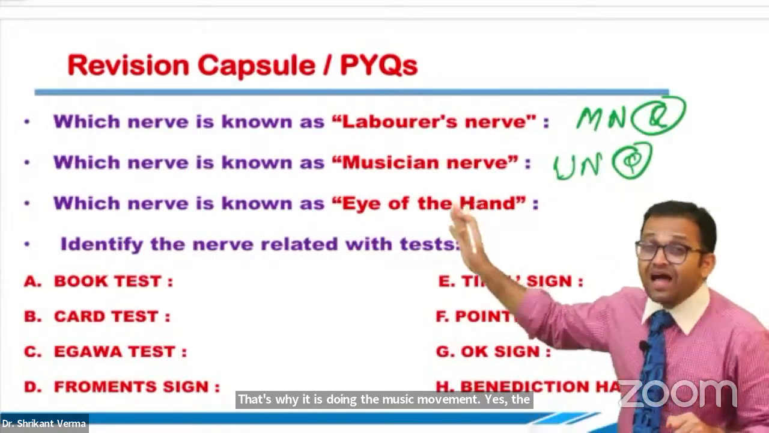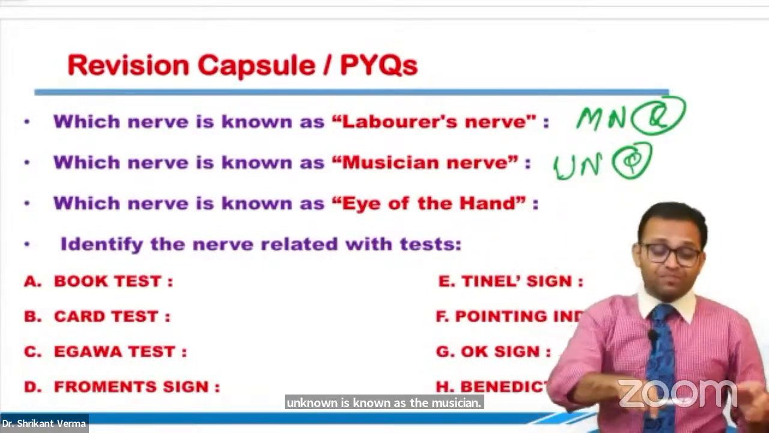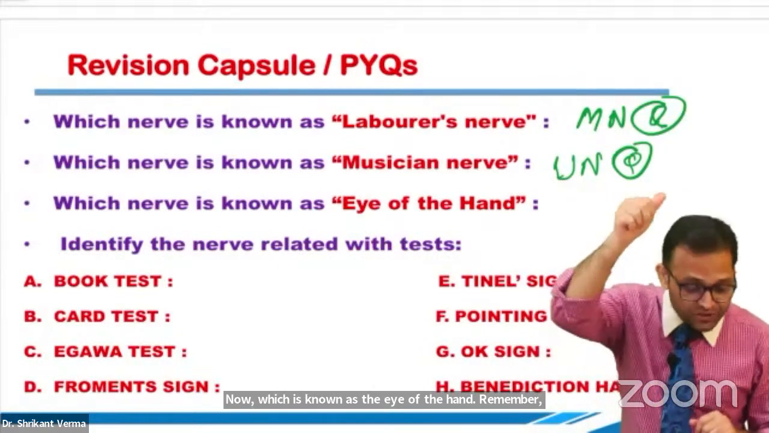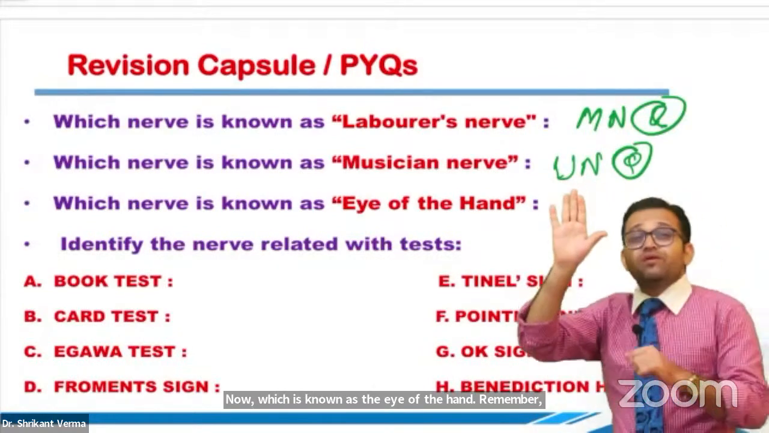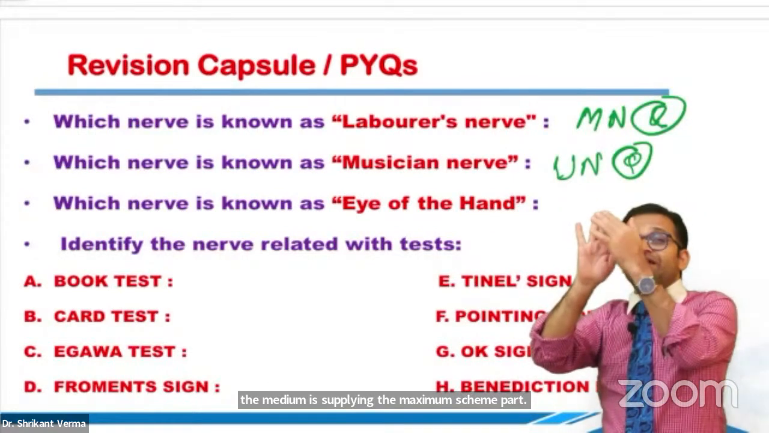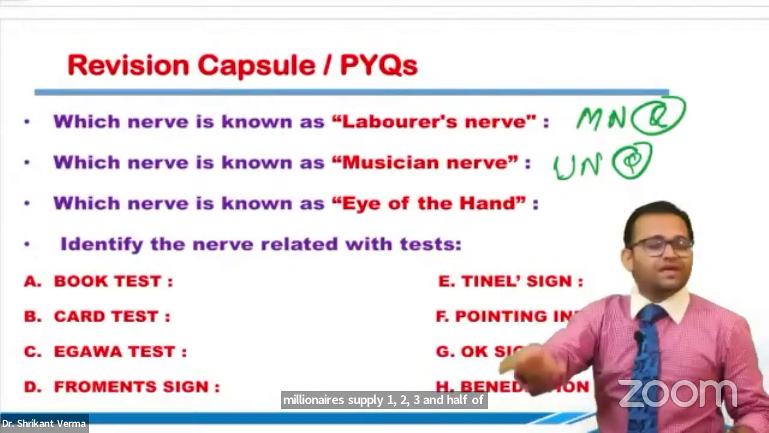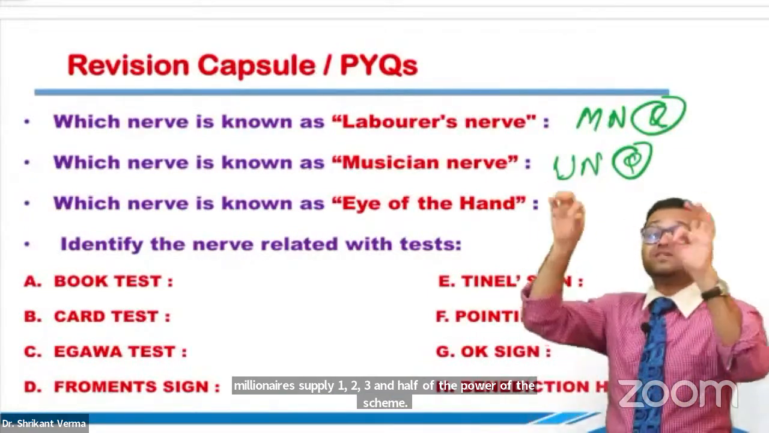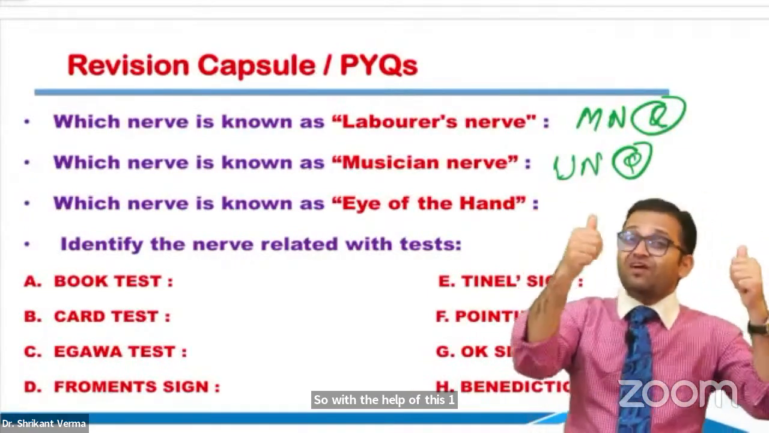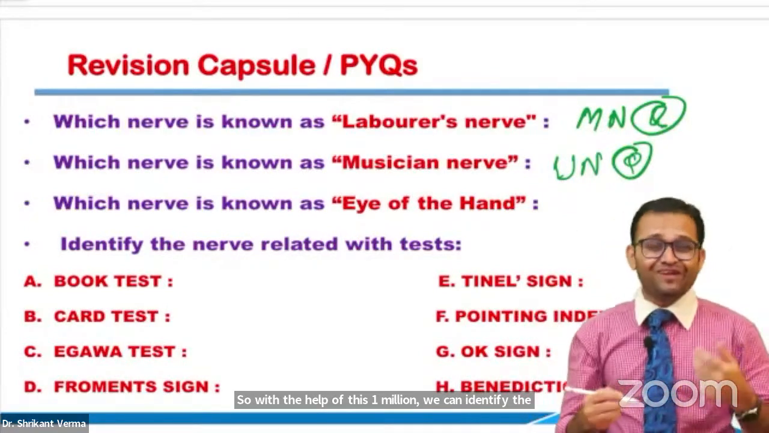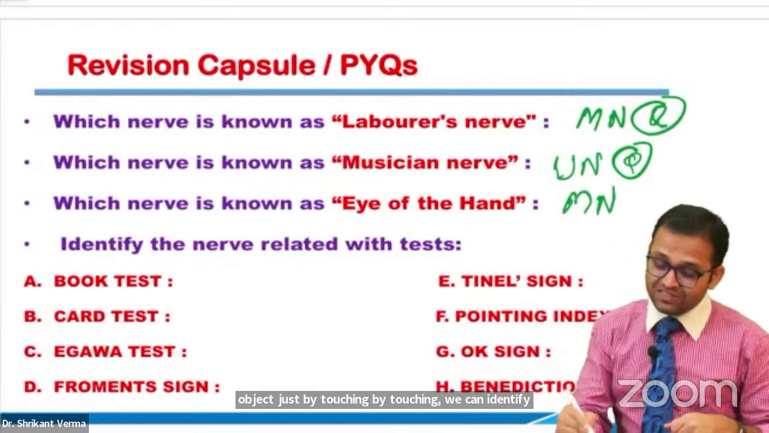Which nerve is known as the eye of the hand? Remember, the median nerve is supplying the maximum skin part. Median nerve is supplying the lateral three and a half digits of the palm skin. So with the help of this median nerve, we can identify an object just by touching. By touching, we can identify whether this is a 500 rupee note or a 2000 rupee note or any coin. So median nerve is known as the eye of the hand.